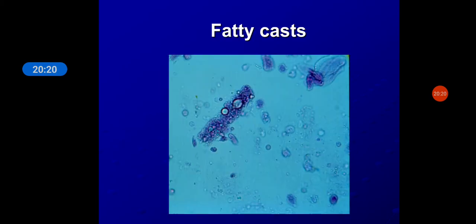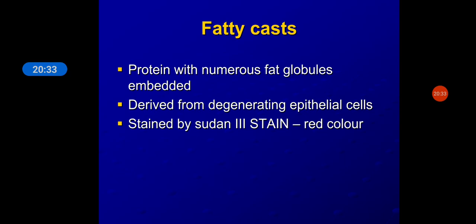So this is fatty cast. Fatty cast is most commonly nothing but fat globules which are getting accumulated there, and it is most commonly seen in nephrotic syndrome. Again, these are numerous fat globules which are stuck to each other. So how will you stain fat? It is mainly stained by a special stain called Sudan black, or you have Sudan 3 stain.